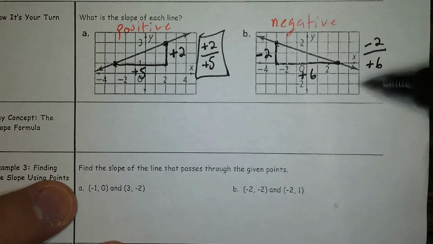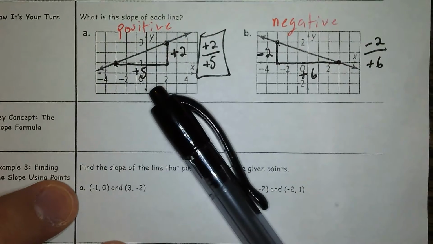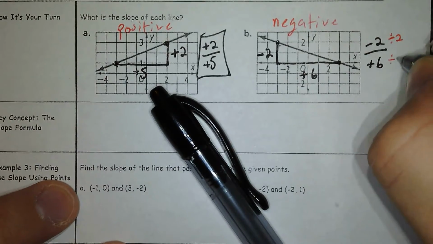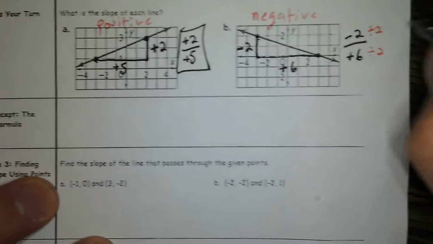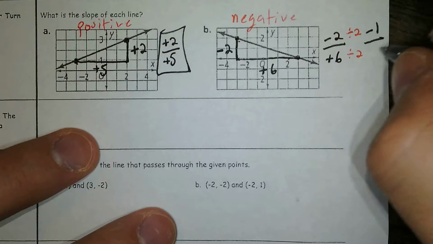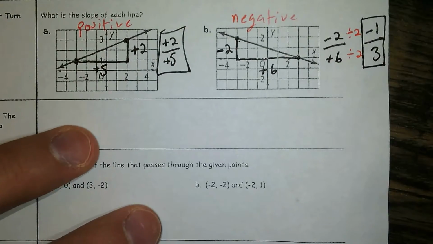Now, we can take this fraction and simplify it down to a simpler form. If you took negative 2 divided by 6, you would get a simpler fraction, because this is an even number, this is an even number, so both numbers are divisible by 2. So we divide the top by 2, divide the bottom by 2. Negative 2 divided by 2 would be negative 1. 6 divided by 2 would be 3, giving me a slope of negative 1 over 3.